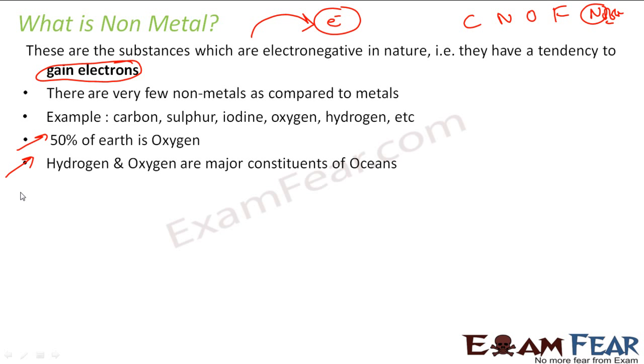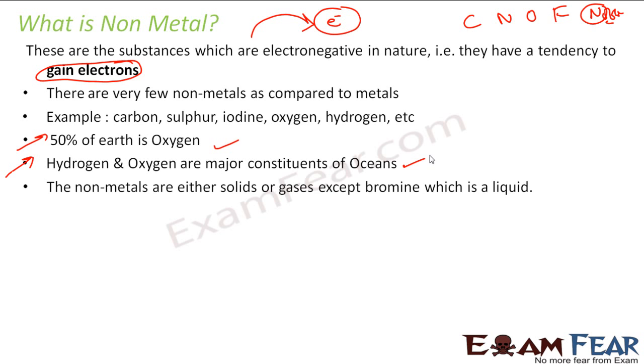Metals are many, for example sodium, potassium, calcium, magnesium, iron, copper, zinc. But there is a limited number of non-metals, and the quantity is more. 50% of the earth is oxygen. If you see the ocean, it is all hydrogen and oxygen because it is all water, right?